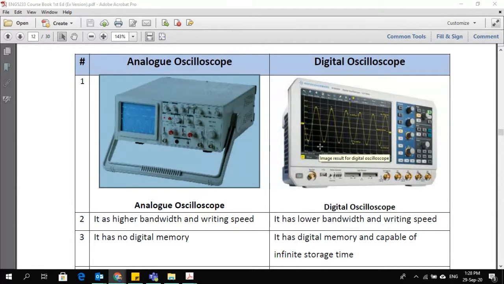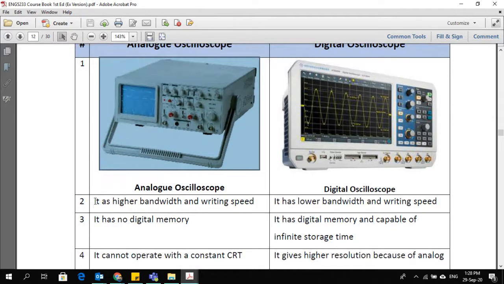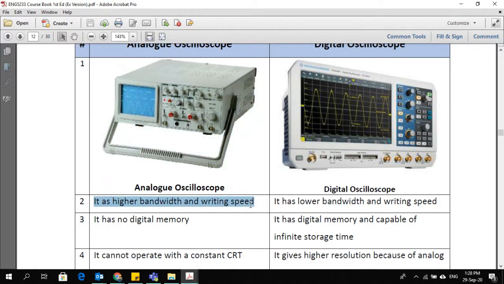Analog oscilloscope and digital oscilloscope, both machines function the same. It's only the provision of extra features which the digital oscilloscope is offering you, but the analog oscilloscope is not offering any additional extra features. But there are some advantages of analog which digital doesn't have. So we will look at it one by one. It has higher bandwidth and writing speed. Higher bandwidth means it can cover a wide range of frequencies, while the digital has lower bandwidth and writing speed.